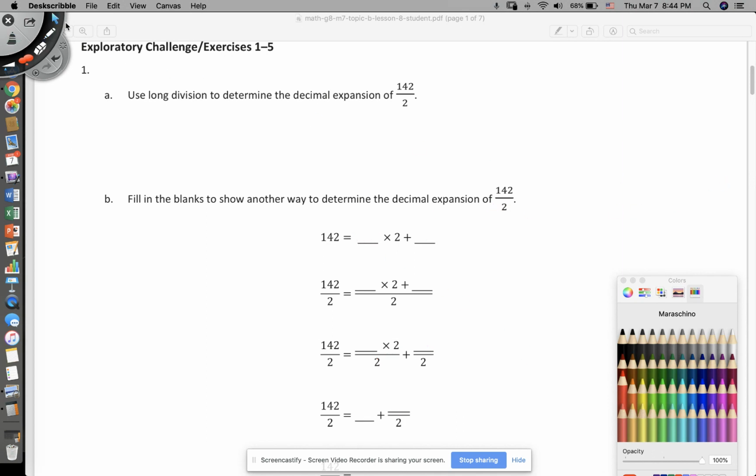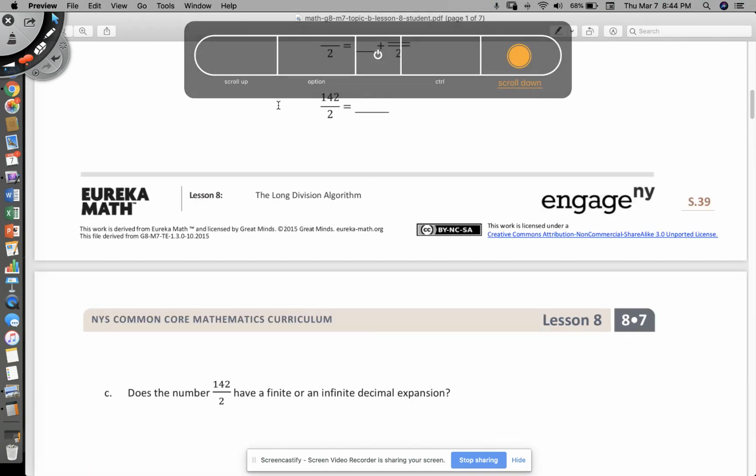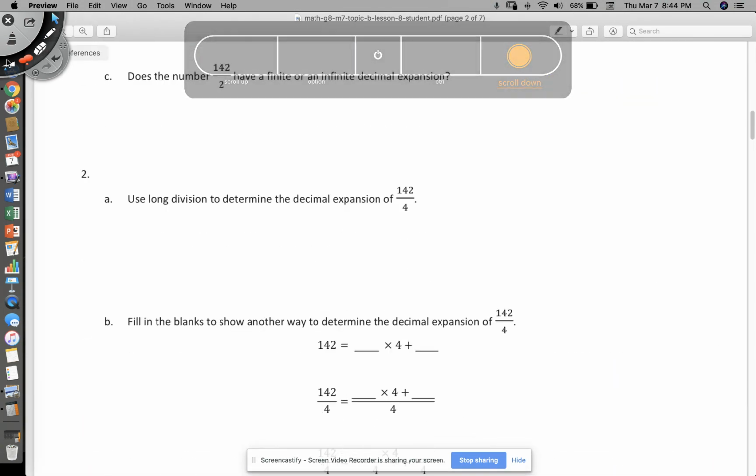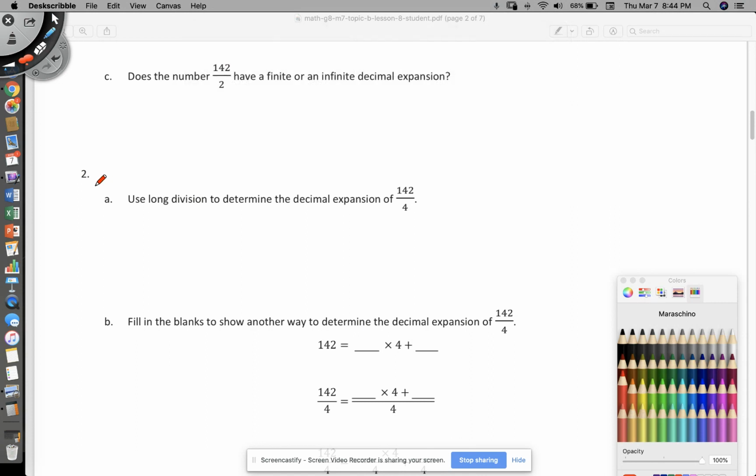All right, let's try the next one. So this one says, does the number 142 halves have a finite or an infinite decimal expansion? This one's going to be finite. And the reason why: the answer was 71, which means it's a terminating decimal, it's a whole number, it's not a never-ending number or a repeating number. Those two would give you an infinite. This one does not, so it's a finite.